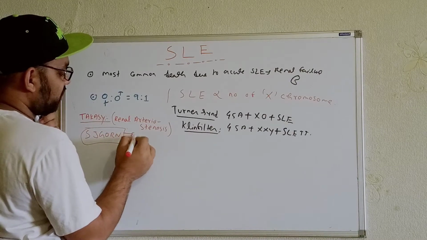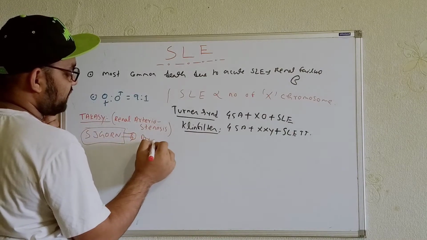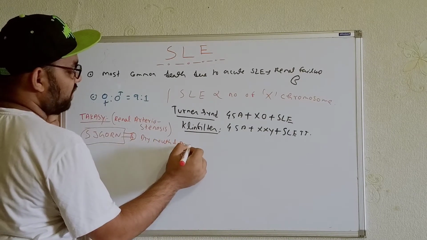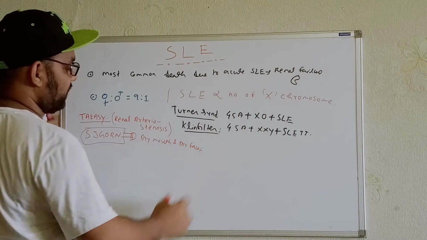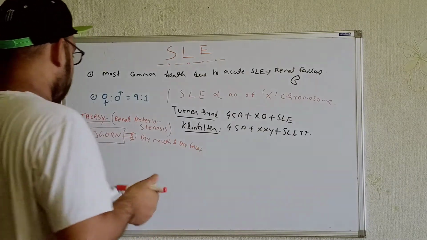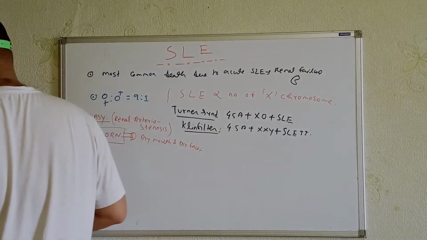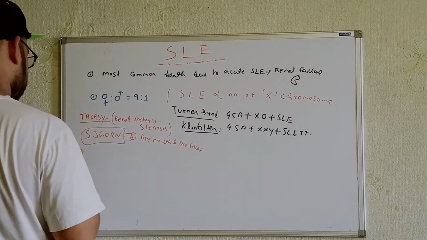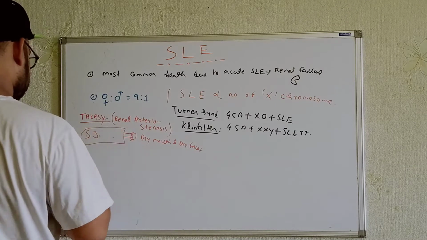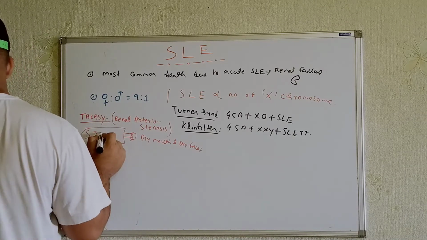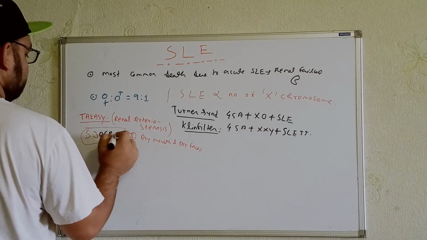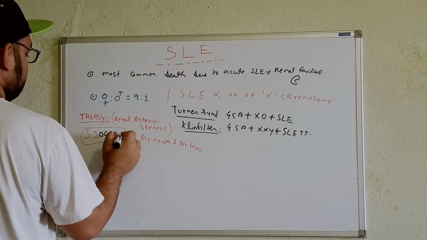In these cases, we will get dry mouth and dry eyes. Dry mouth and dry eyes we will get over here. Okay, now we talk about it. Let me write it out clearly: Sjogren, salivary gland.